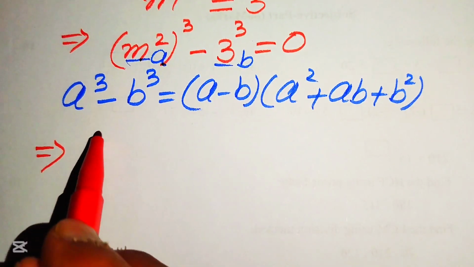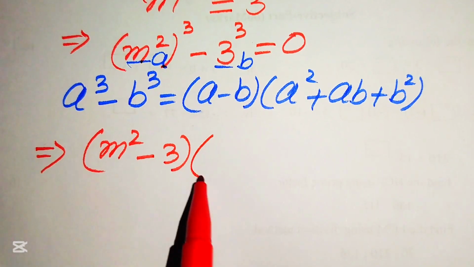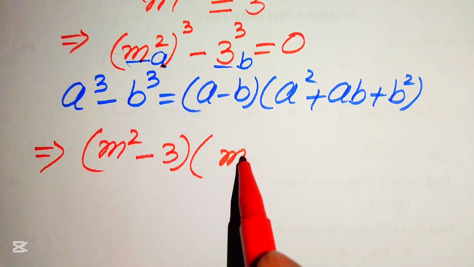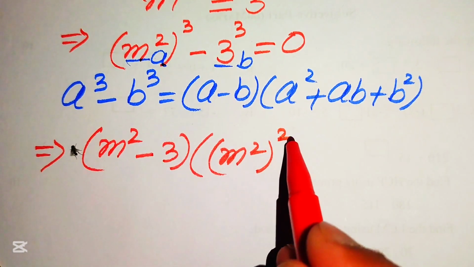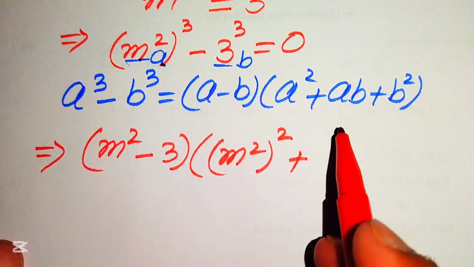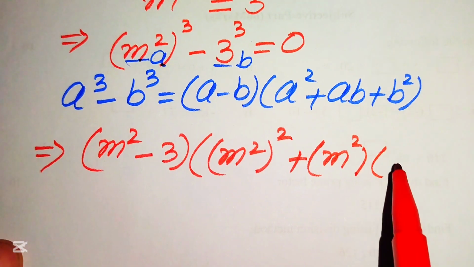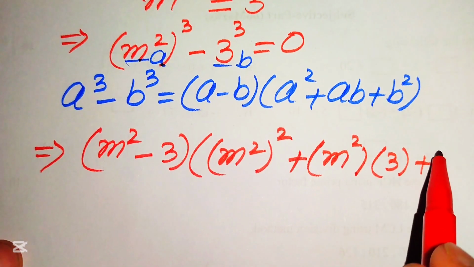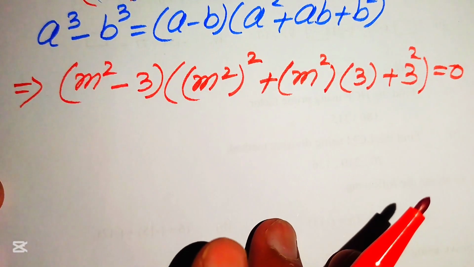So first we have a minus b. Here our a is m squared minus b is 3, times a squared, which is m squared and its whole square, plus ab. So here our a is m squared and b is 3, plus b squared, b is 3 squared, and this whole equation equals 0.